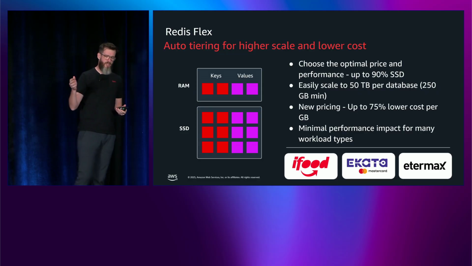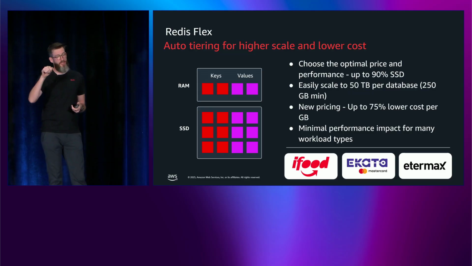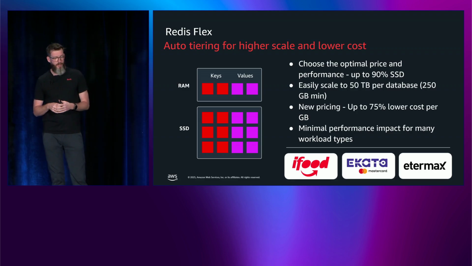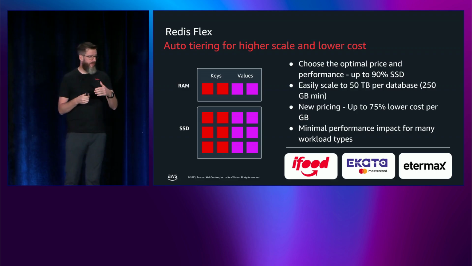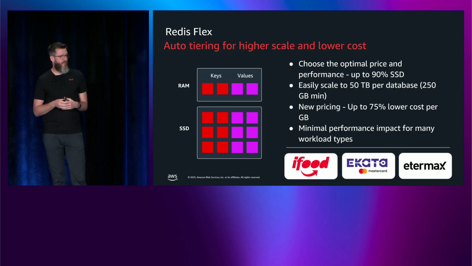Within Redis Cloud, you can actually choose how much RAM you will have within your database. You can configure that to 90% to be on disk. You can create databases up to 50 terabytes. It starts at 250 gigabytes minimum. And of course, the new pricing is in place, and it reduces the cost compared to in-memory by up to 75%.